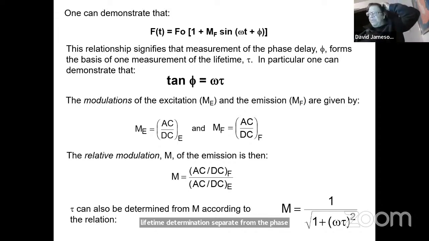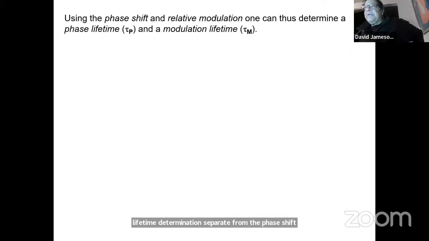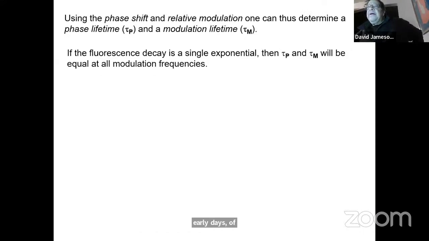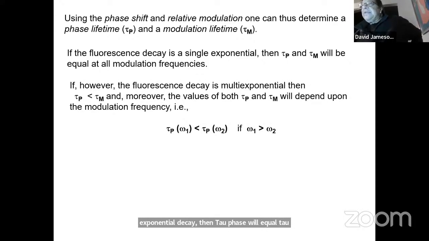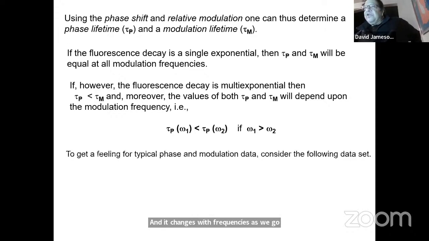And that became very important, especially in the early days of these measurements, because if you have a single exponential decay, then tau phase will equal tau modulation at all light modulation frequencies. But if the fluorescence decay is multi-exponential, then tau phase will be less than tau modulation. That's how we used to judge in the early days when we had a couple of modulation frequencies: just how did the phase lifetime look relative to the modulation lifetime? And it changes with frequency. As we go to higher and higher frequencies, tau phase gets shorter.